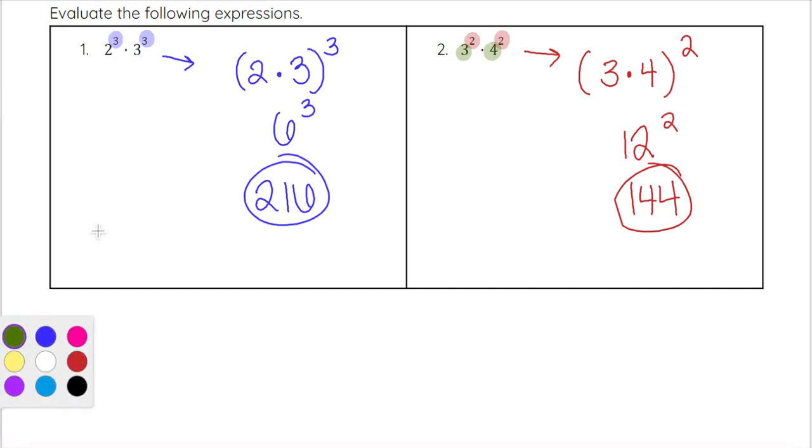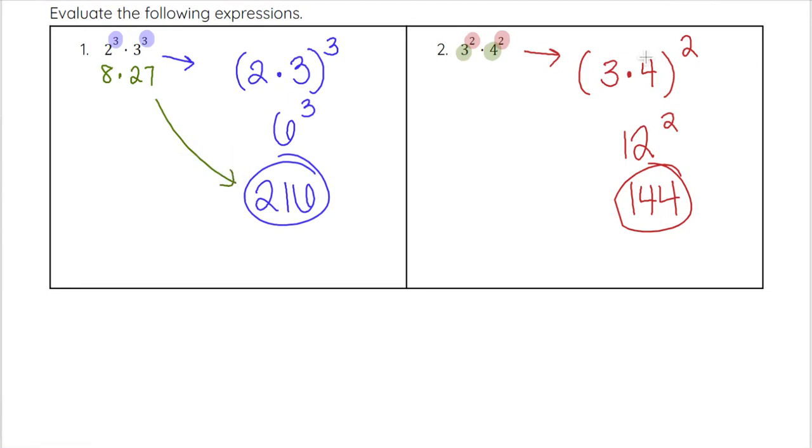And in both of these, if you forget this rule, you can evaluate individually. 2 to the third power is 8. 3 to the third power is 27. And if you multiply those together, you get 216. Over here, 3 squared is 9. 4 squared is 16. And multiply those together and you get 144. So either way works. It's just if you know that little trick or that rule, it can be helpful in the end.